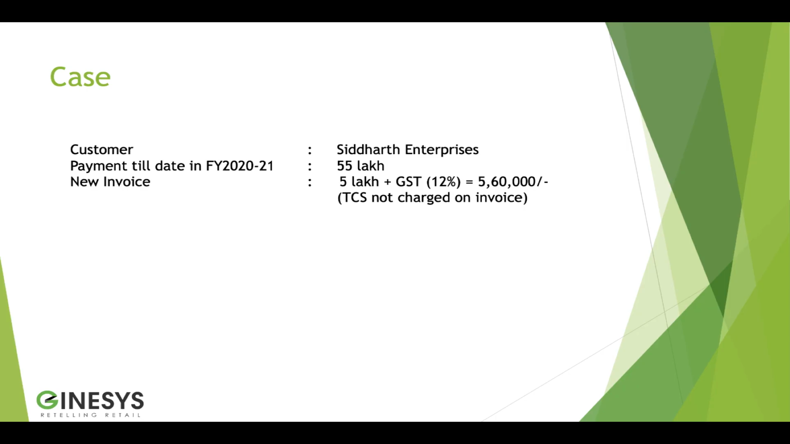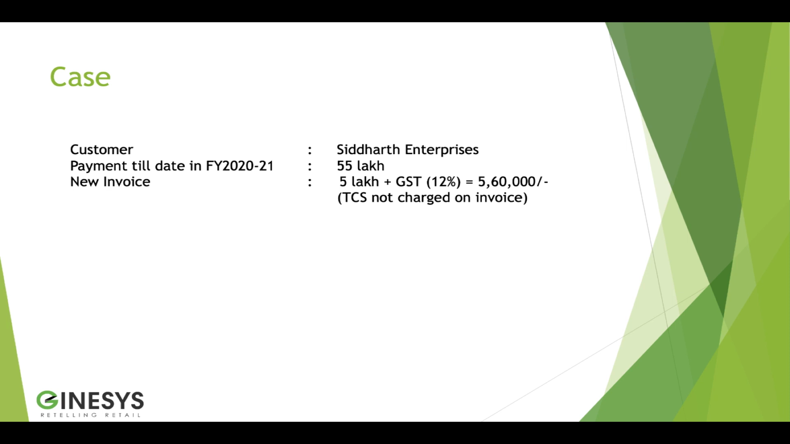Let's first understand the case, and then we'll see how we can process the same while receiving the amount. I have a customer named Siddharth Enterprises and the total payment received from that customer is 55 lakhs in this financial year. I have checked this 55 lakhs using the subledger detail report. You can check via subledger detail as well as the receipt register. Now the new invoice which I have raised is 5 lakhs plus GST of 12%, that is 5,60,000. TCS is not charged on the invoice.